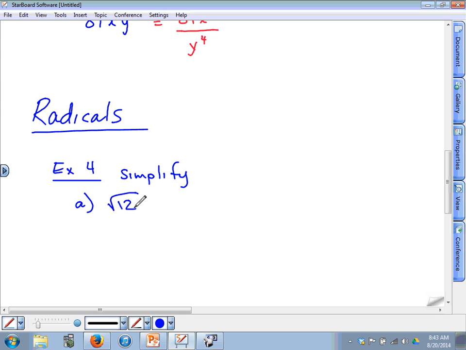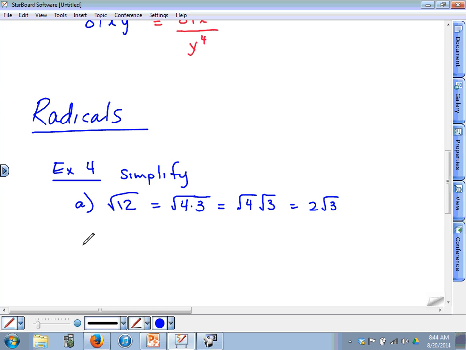If this were a basic algebra class, what multiplies into 12 that's a perfect square? 4. 4 times 3. One of the properties of radicals says if you're multiplying 2 terms underneath a radical, you separate it into 2 radicals. Square root of 4 is 2. So this changes into 2 square roots of 3. That's just a basic skill that at this point you should be able to do.